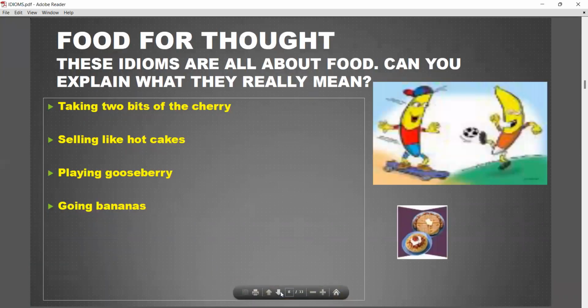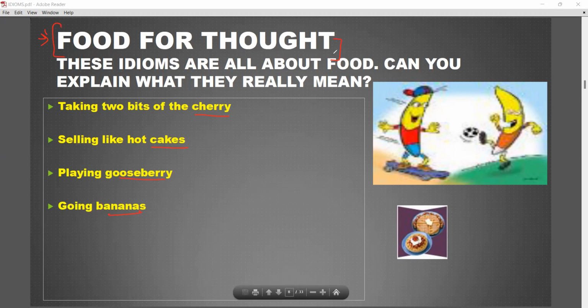So next up, we had food for thought. There are many idioms which are related to food. And by the way, do you know that there's food for thought? This is again one idiom. No doubt we're going to talk about idioms like cherry, cakes, gooseberries and bananas. But what do you understand when I say food for thought?